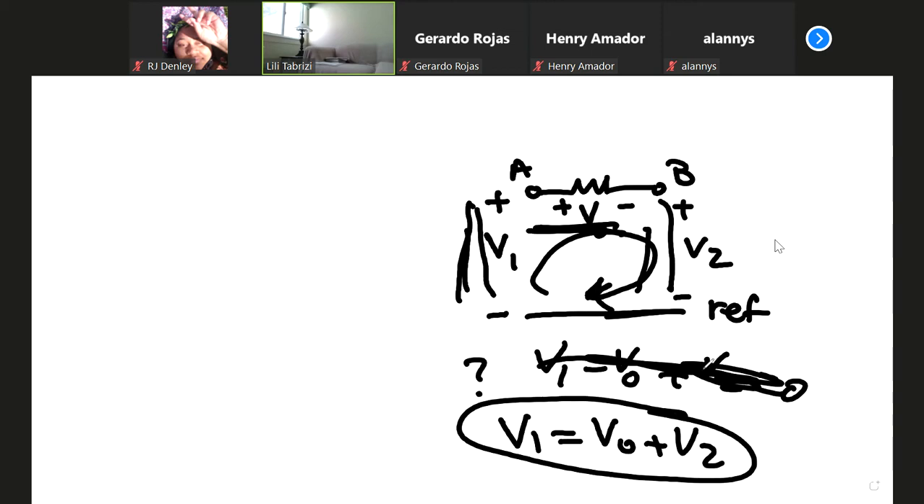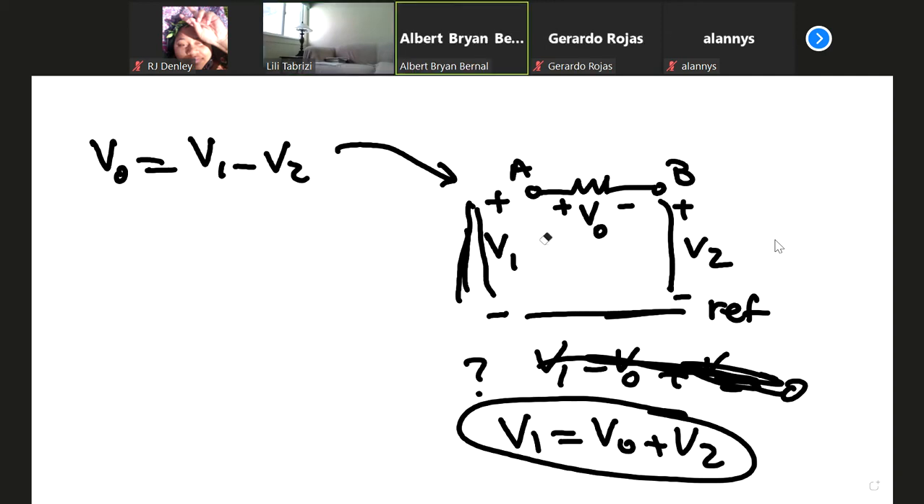Let's continue. Bernal. Okay, so according to the correct one, V0 is equal to V1 minus V2. Can you see a pattern here? V0 equals V1 minus V2. Can you make it like a shortcut observation pattern here? We notice the left side is always going to be the rise and the right side is the drop. No, not left, right.